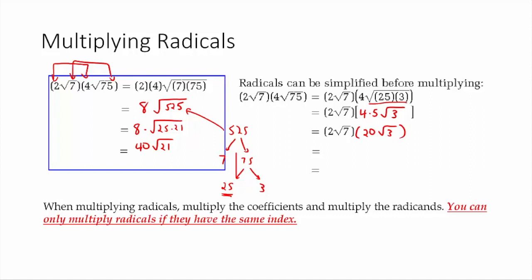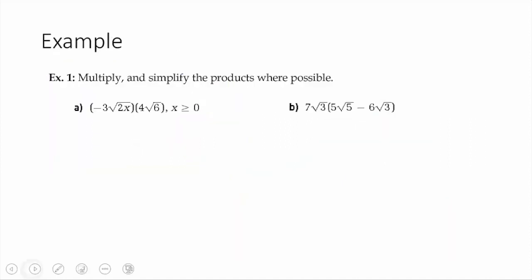That allows us now to multiply the outside numbers. 2 times 20 is 40, and the square root of 7 times the square root of 3 is the square root of 21. And so again, we're left with exactly what we got in the first method, but I would suggest that reducing your radicals first is a great way to go before you move forward, just simply because you will end up with numbers that you'll be able to reduce simply.